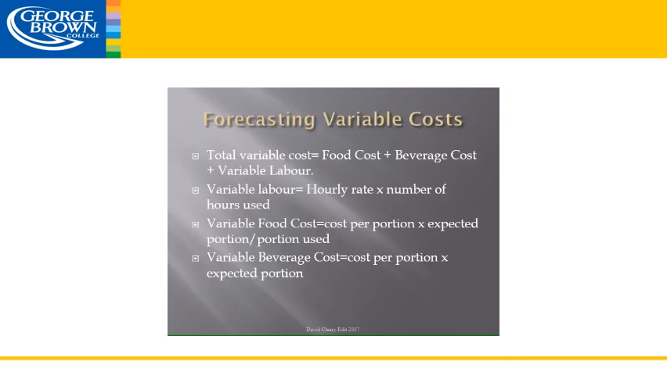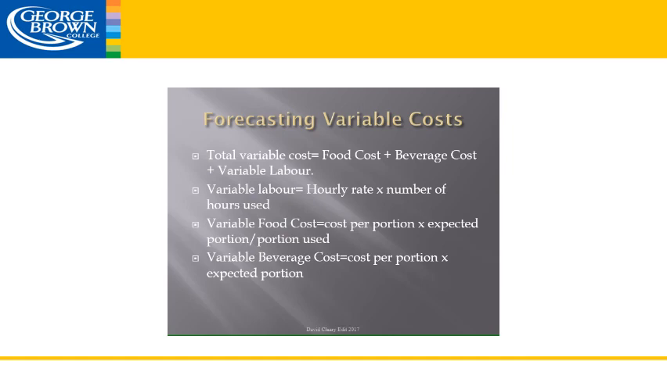Sometimes within CVP, we need to forecast some costs because they might not be directly known. For instance, our total variable costs would be our food cost plus our beverage cost plus our variable labor. In order to be able to calculate that, we would have to know all of those things, or we'd have to forecast them. So in order to forecast our variable labor, we would have to take our average hourly rate and multiply it by the number of hours used, or number of hours projected to be used.